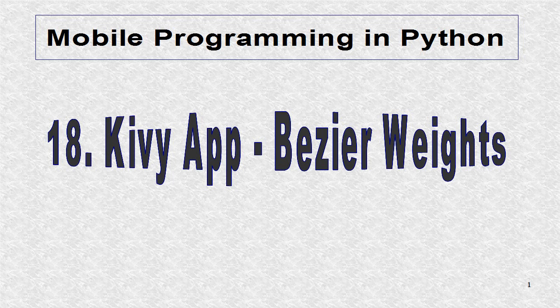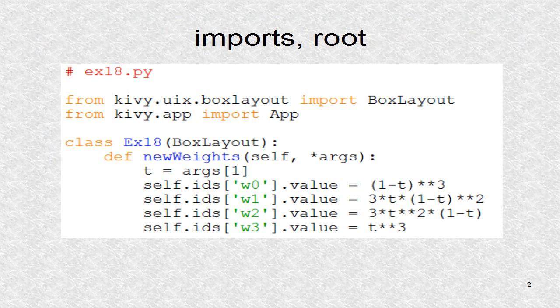This application shows how one widget can update another widget. We have to change the value in the progress bars. In the Kivy file, each progress bar has to be given a unique ID, which will be updated by this function in the Python root class. Here the function newWeights is called by the slider in the Kivy file.